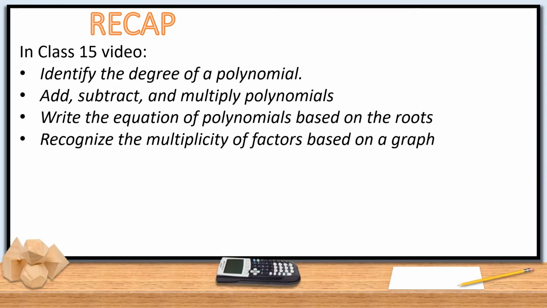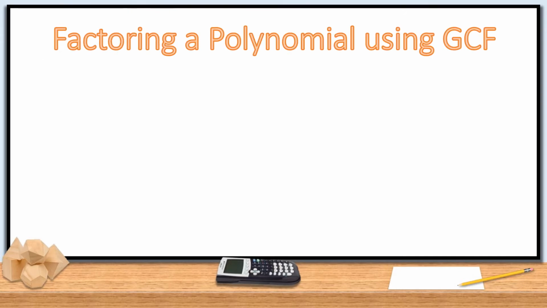So in our last video, we looked at the degree of a polynomial. So we added, subtracted, multiplied polynomials, and then we figured out what the degree was. That was based off the sum of the exponents on each term, and then the whole expression's degree was equal to the highest term degree. We wrote the equation of a polynomial based on the roots. So if I told you where a polynomial crossed the x-axis, you were going to be able to write an approximation of what that function might be, not knowing necessarily the a value though. And then recognize the multiplicity of factors. So if a factor is repeated, how many times is it repeated? And you can tell that from looking at the graph of the function.